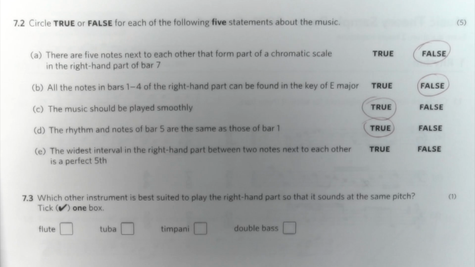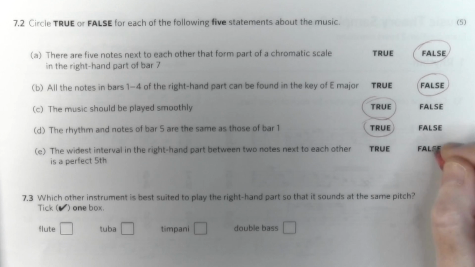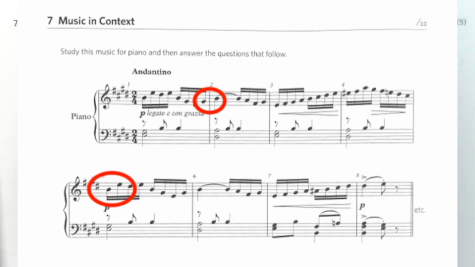The widest interval in the right-hand part between two notes next to each other is a perfect fifth. And it isn't. It's false. Because if we observe the right-hand part, the maximum distance is a fourth. And it's in bar 1. Then we have thirds, another fourth in bar 5, then we have just thirds or consecutive notes. So false.